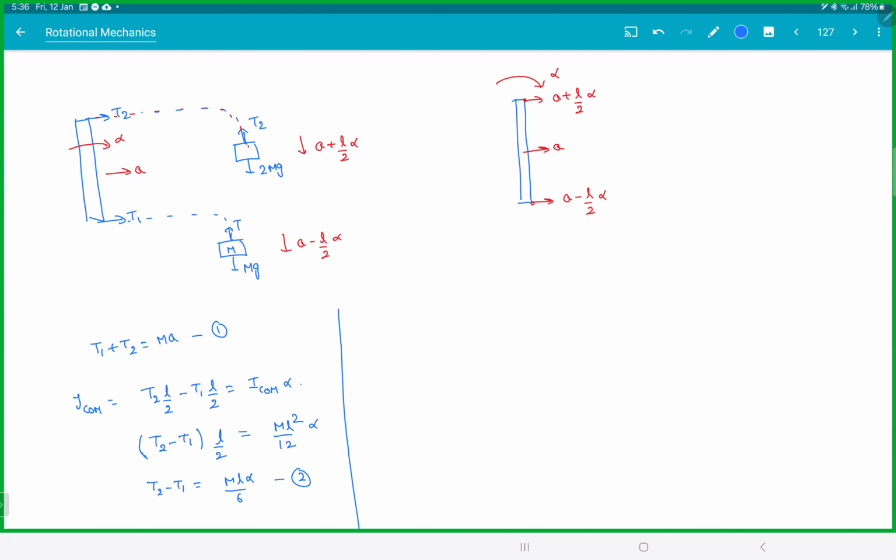Perfect. And for the blocks, 2mg minus T2 is equal to 2m into a plus L alpha by 2. That's your equation 3. For the other block, mg minus T1 is equal to m into a minus L alpha by 2. That's your equation 4. There, 4 equations, 4 variables: T1, T2, a and alpha. Now solving, the physics got over here.